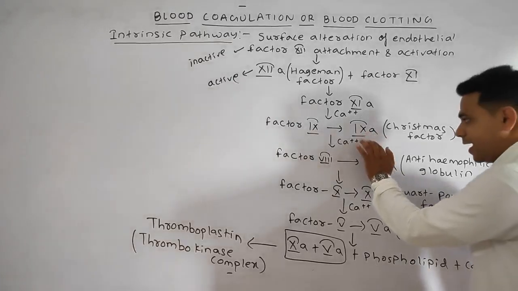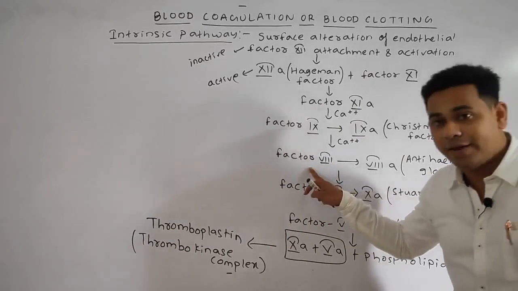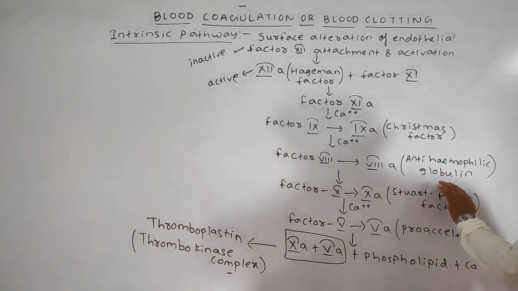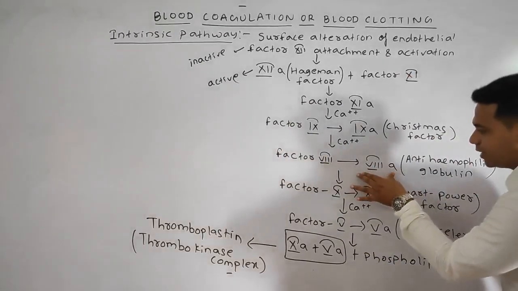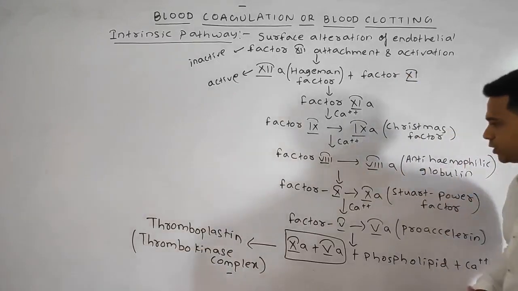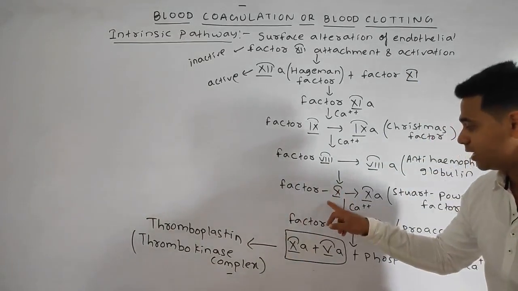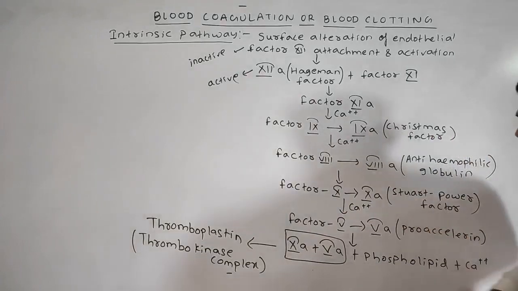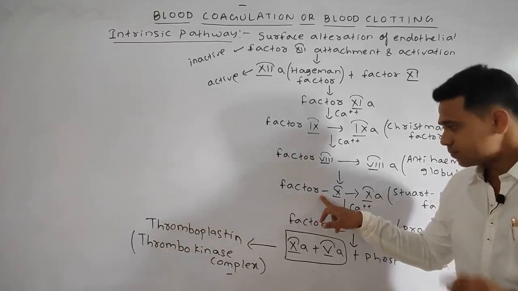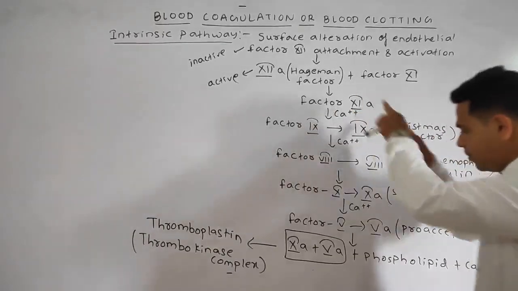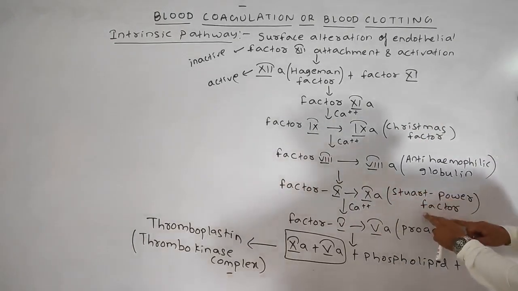Then this activated Christmas factor, in the presence of calcium, will combine with the inactivated factor number 8, that is your anti-hemophilic globulin, and convert it into activated factor number 8. Next, this activated factor number 8 will act on the inactivated factor number 10, the Stuart-Prower factor, and convert it into activated factor number 10, or activated Stuart-Prower factor.